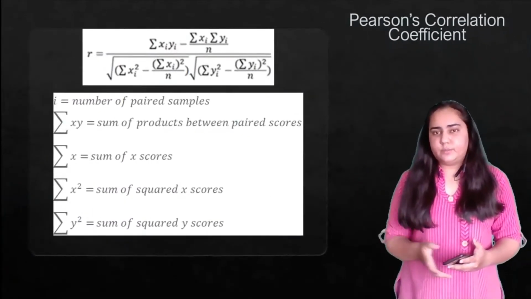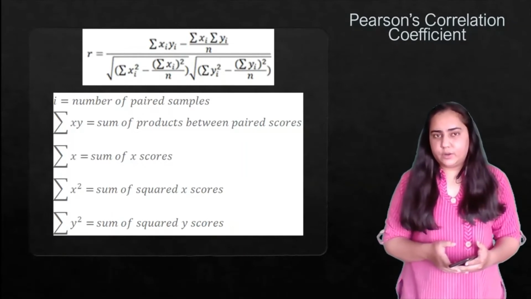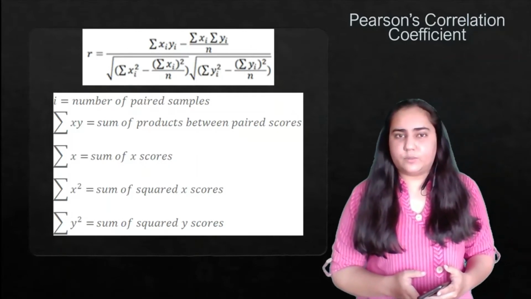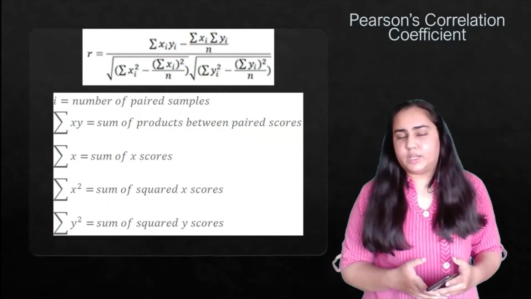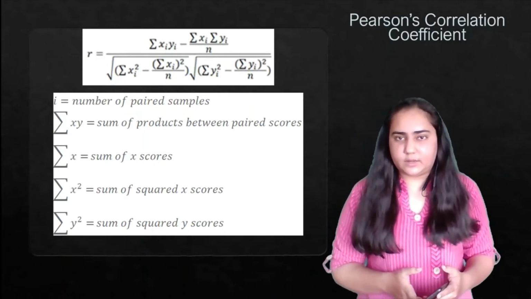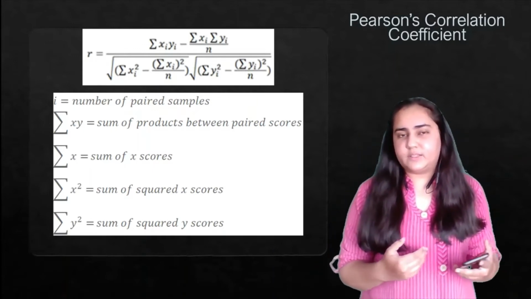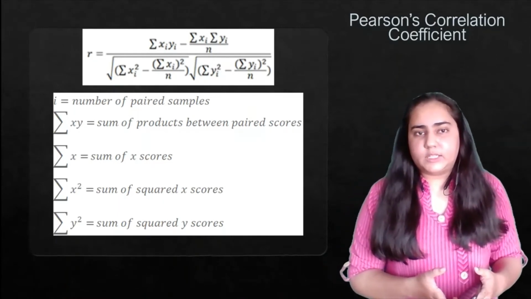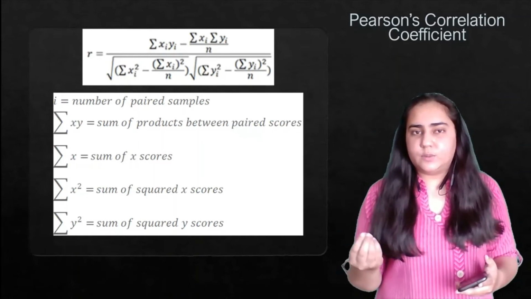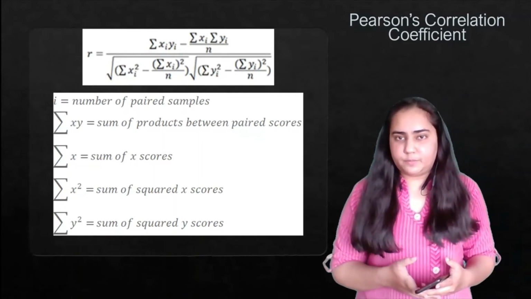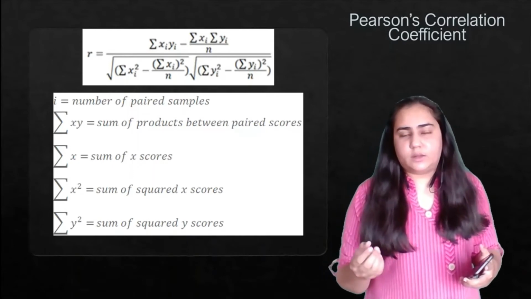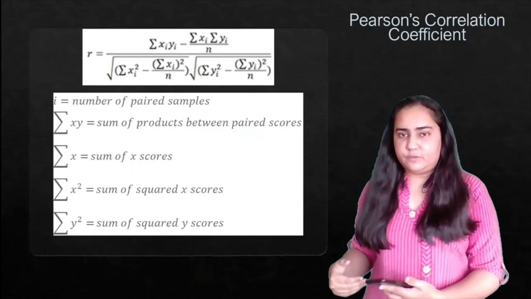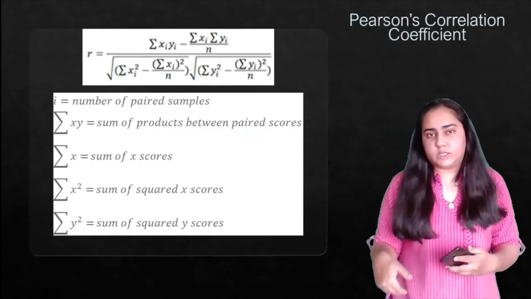And now we come to the formula of R. This is the formula right here, and it might seem a little bit foreign and huge, but it's very easy to understand. What we are talking about here, x and y, they are the two variables that we are talking about, and i is equal to the number of paired samples. So i is just equal to 10 in our case. So i will be 1, 2, 3, 4, 5, 6, 7, 8, 9, and 10 in our case because there are 10 values.